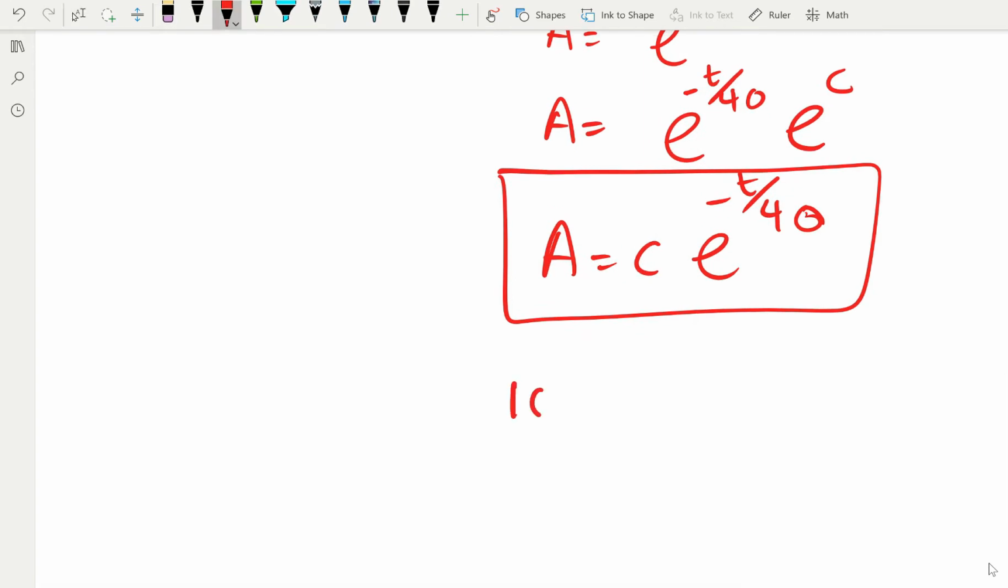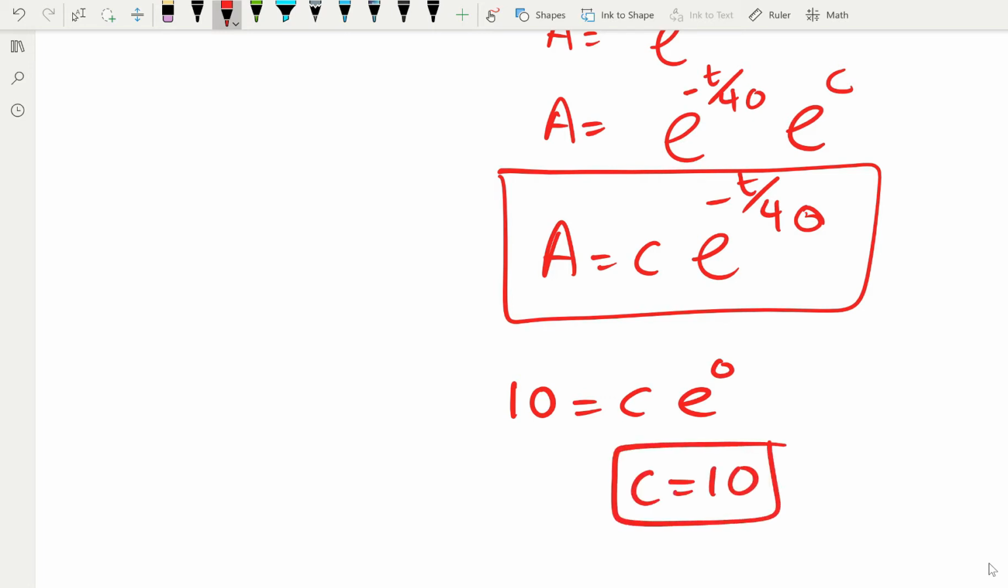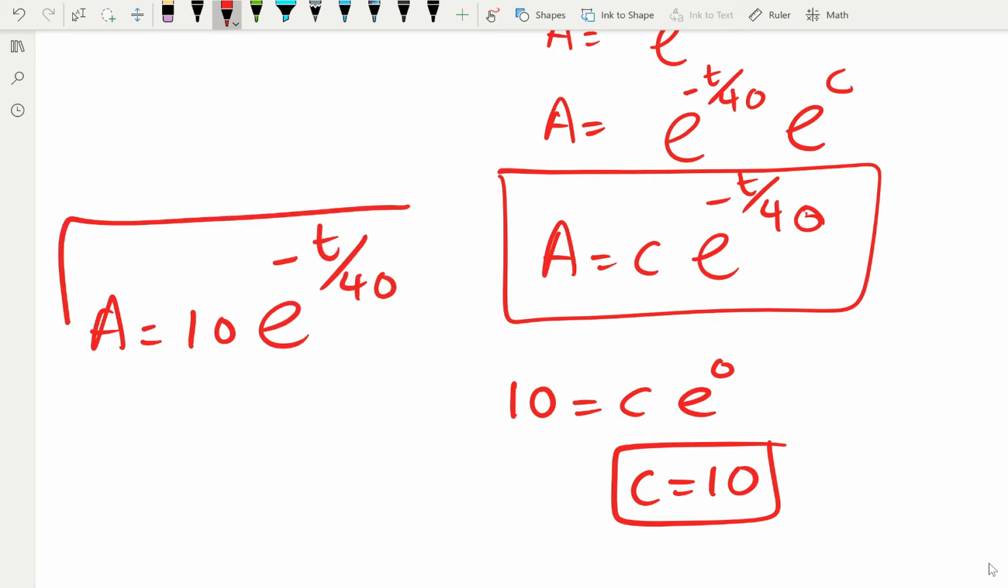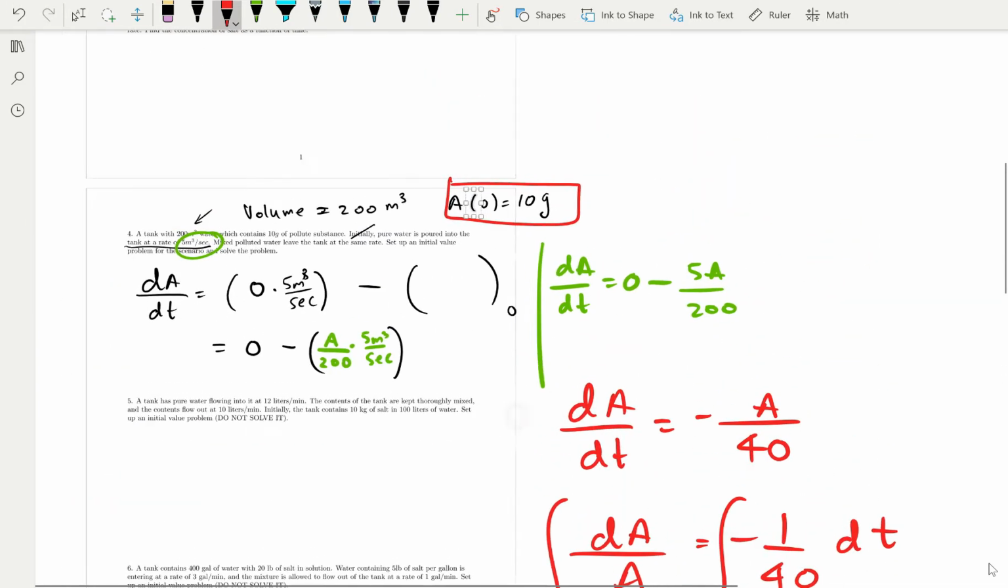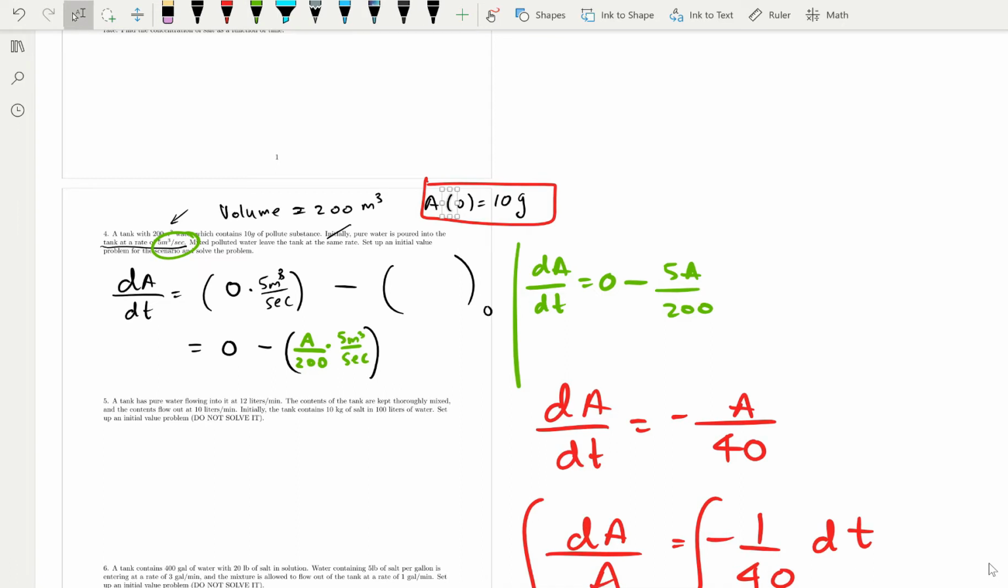So we have 10 grams initially, c times t is 0, so c is 10, right? Okay, so A is going to be then 10 times e to the negative t over 40. That's the final solution of the differential equation. Okay, so that's how you set up the differential equation for problem 4 and solve it.